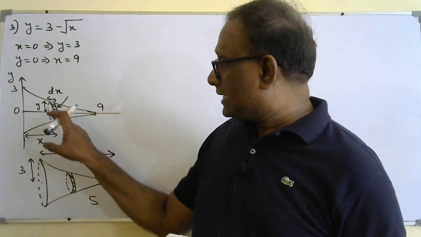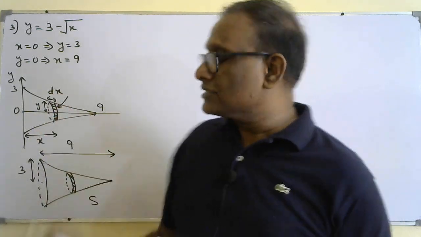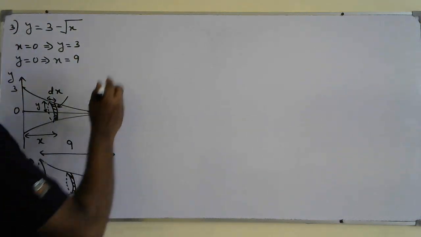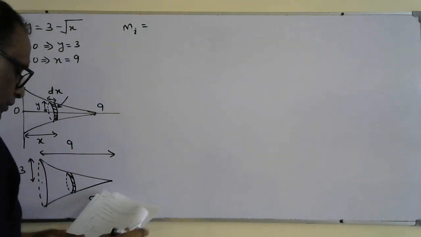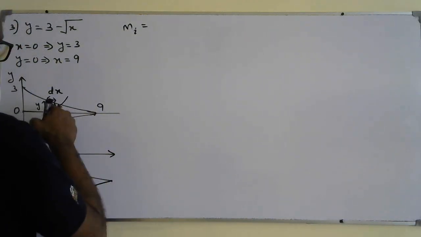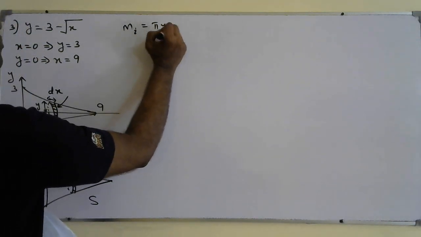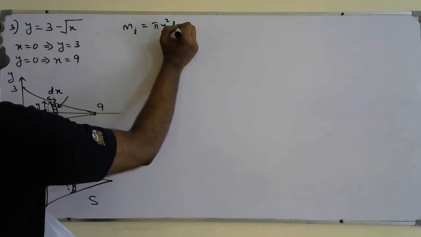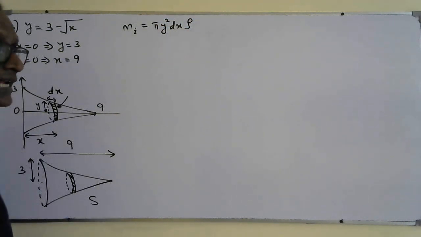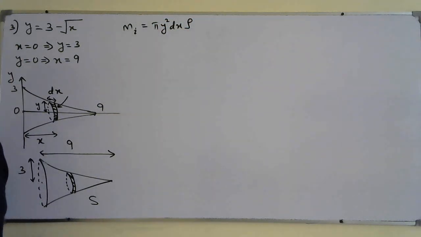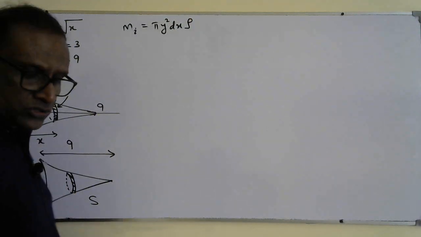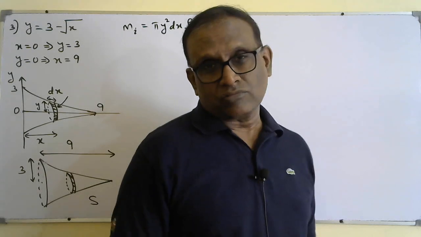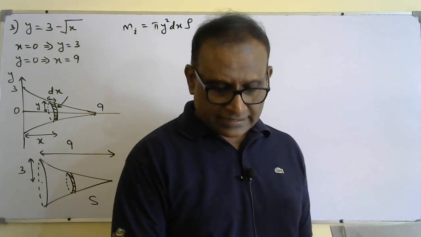So for mi xi, we need to find the mass of it. Already we know the volume of it. So mi is equal to the volume of this disk, that is pi y squared dx, into rho. I'll put rho as the density. Anyway, rho will get cancelled. Sometimes your marks team, they don't use rho, they take it as 1 unit. Doesn't matter, it will get cancelled.